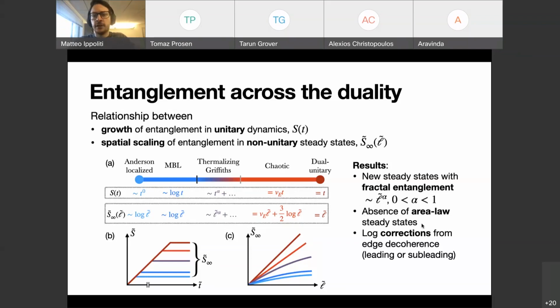And then finally, we have the duals of chaotic circuits, where this ballistic growth of entanglement in time translates to this extensive scaling in space, as one might have expected. We can prove that by focusing on Haar random circuits that are good toy models of chaotic dynamics, which I'll go into a bit more detail on in a second.